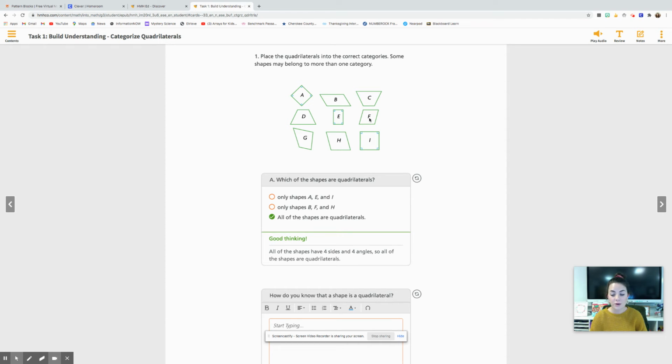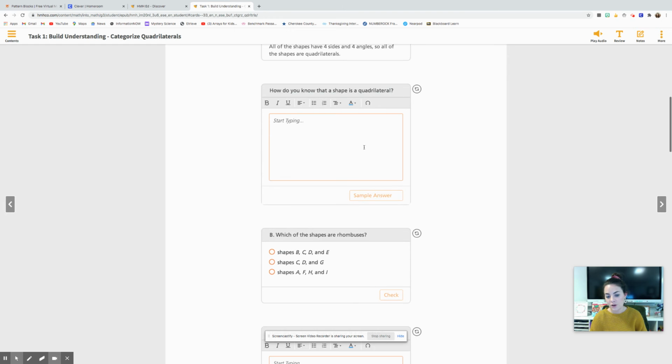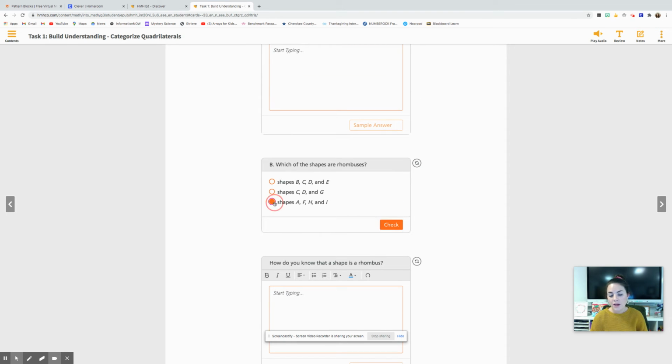F also has that. Each side length is the same, and there's a parallel side set on the top and bottom, and the left and right. And so does H and I. Both of those have the same requirements. So your answer for which one are rhombuses should be A, F, H, and I.